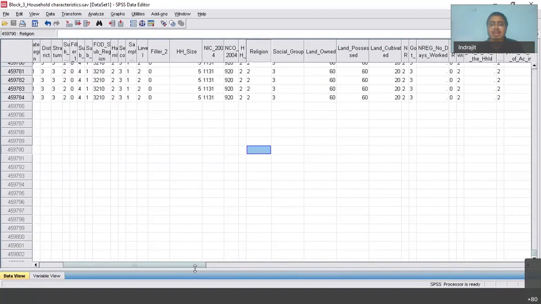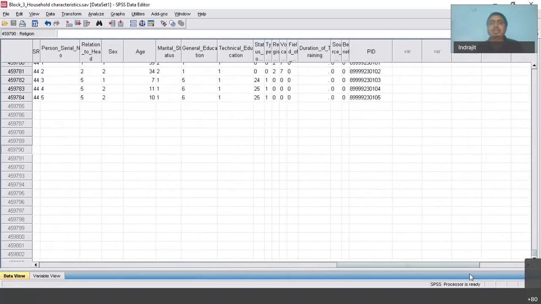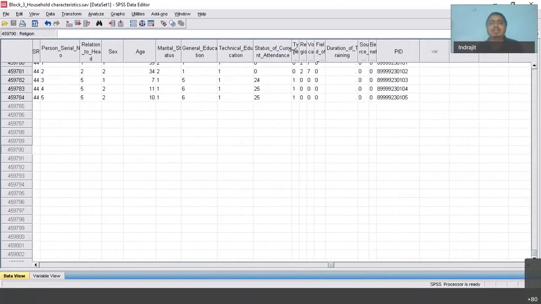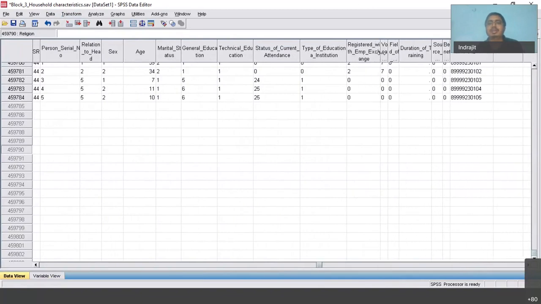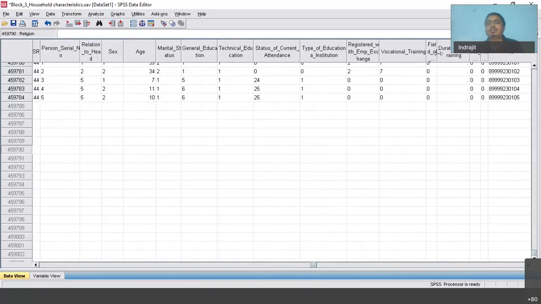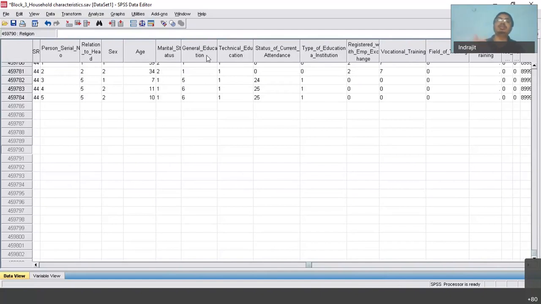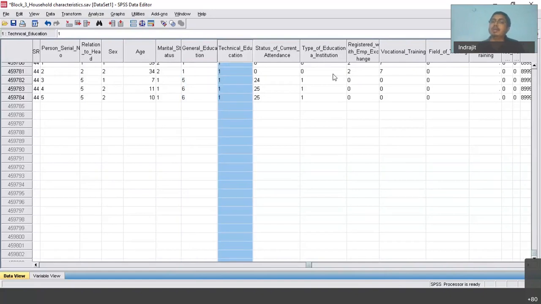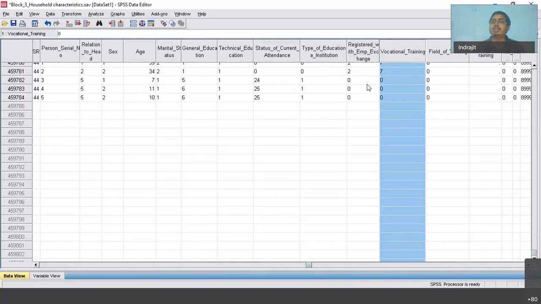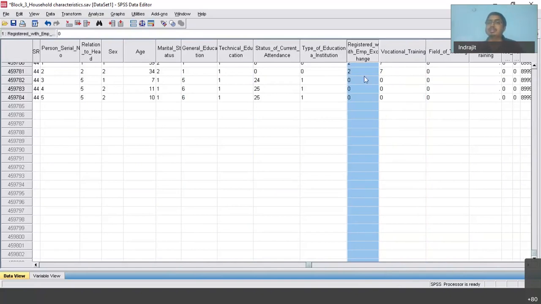But here, do we have any employment characteristics? You see, we do not have technical education, status of current attendance, type of educational institution, whether they are registered with employment exchange, vocational training, field of training. Now you can recall, I have grouped the data into different age cohorts. I have compared with general educational level, with technical education, with vocational training, and with employment exchange registration also. I have the data. But where is my employment data?